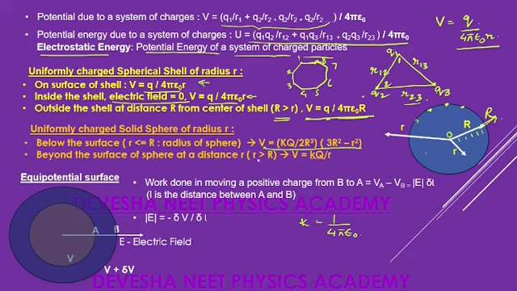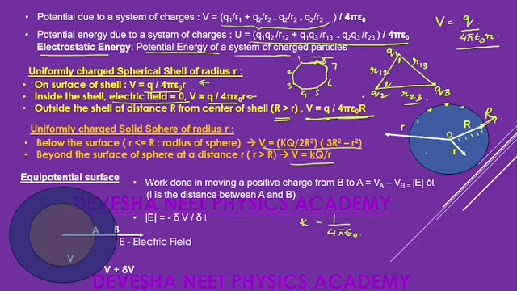Now beyond the surface of the sphere, for example, if we are talking of a point which is outside this sphere, then we will have to apply this formula here: V is equal to kq by r.